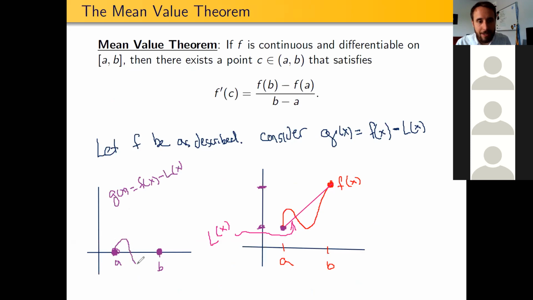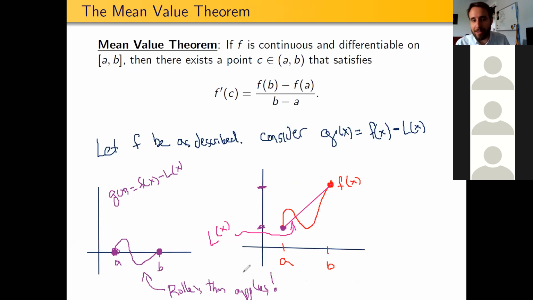So in fact, our function g of x kind of looks like this. It's the difference between the function f and the line L. And so we get this function here. And notice for this particular function, by the way we've constructed it, g of a is equal to g of b. And so we can apply Rolle's theorem. And Rolle's theorem applies here. So at that point, we can apply Rolle's theorem.